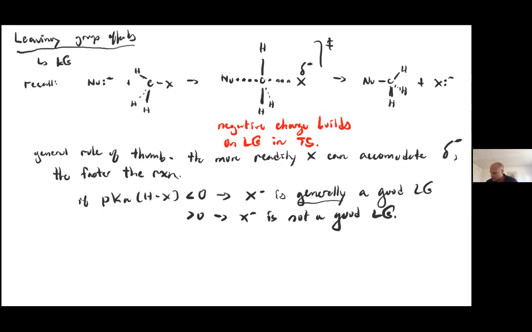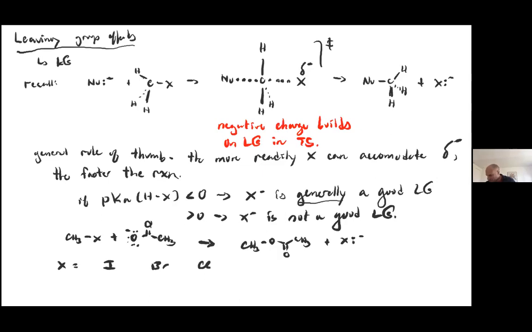And so we can look at this if we just look at halides, for example. So displacement of methyl X with acetate gives me methyl acetate plus X minus. And so let's say X is going to be one of our halogens: iodine, bromine, chlorine, fluorine. The k rels for this reaction, so the relative rates of reaction, are 3, 1, 0.01, and 0. Okay, and the pKa equals -10, -8, -6, and 3.2. So these are the pKas of the conjugate acids. Okay.